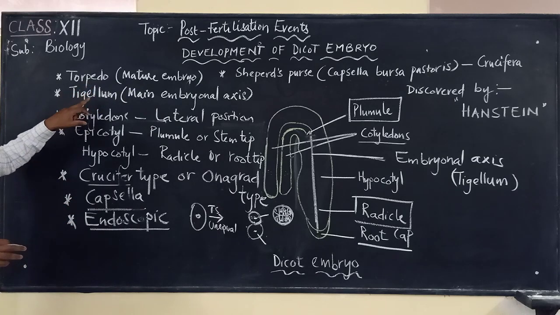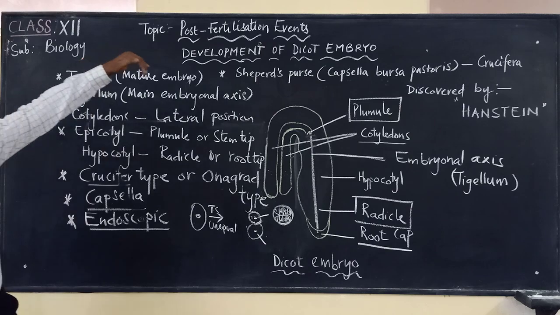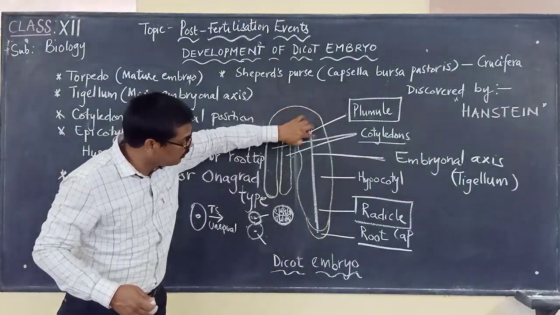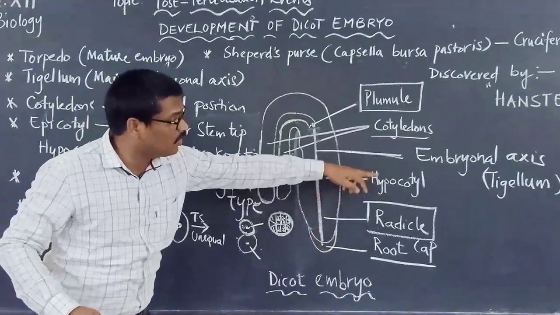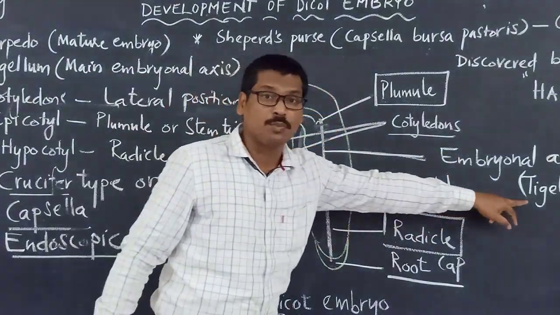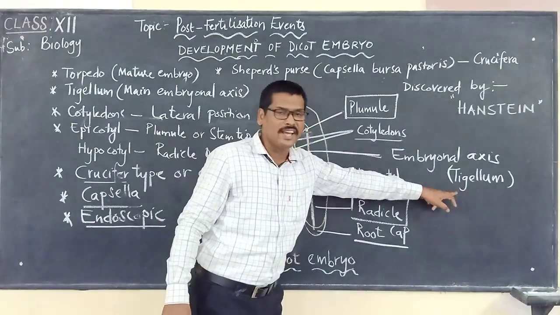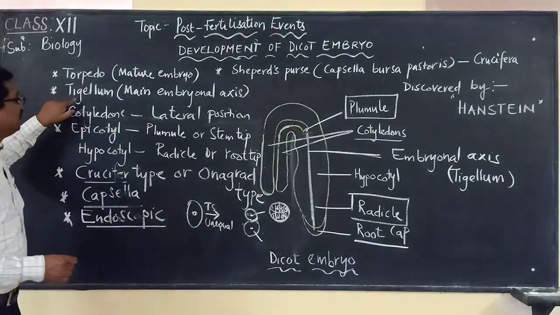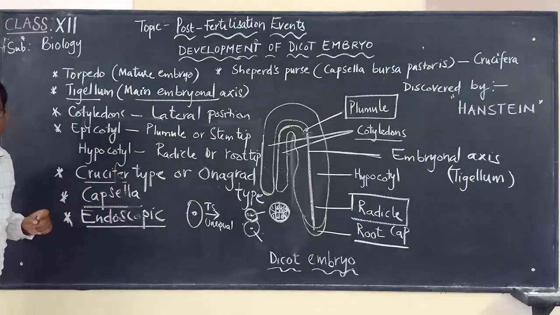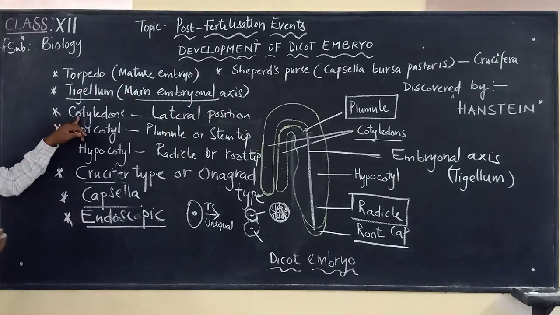And here we came across another word, the embryonal axis, the axis between the plumule and the radicle. This embryonal axis is called the tigellum. So this tigellum is nothing but the main embryonal axis. And next we said cotyledons.